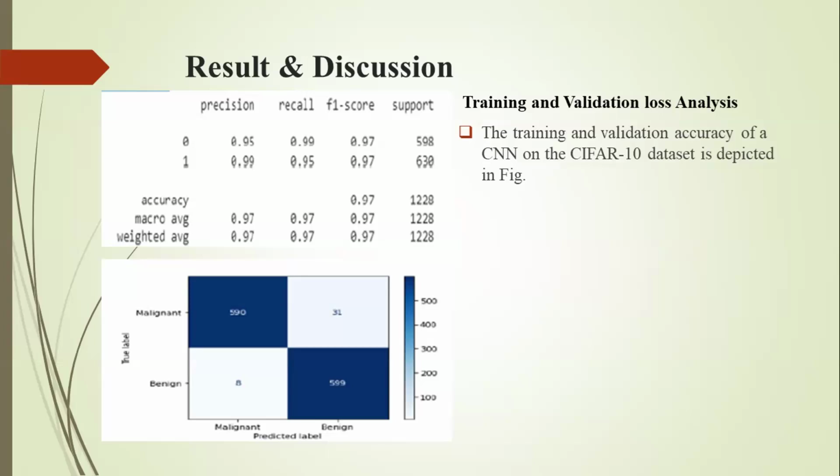And in the same way, in the benign category of images, the model predicts 8 as malignant, meaning the image was benign but it predicted malignant, and it predicts 599 images as benign correctly, so that is also a comparatively good number. So how do I get that 97% accuracy? The precision and recall graph is also mentioned here.